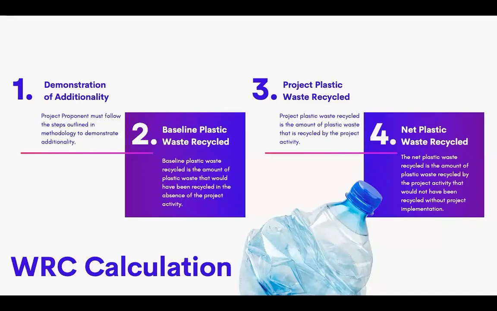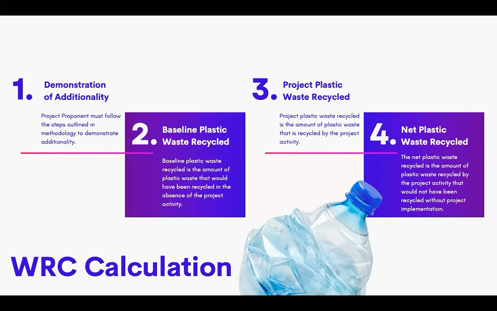When we talk about how we calculate these credits, there are 4 major steps that we're going to be taking. The first one is to demonstrate additionality. The project proponent must follow the steps outlined in the methodology to demonstrate additionality. In this policy, you'll see when we go through the Excel that we have certain questions that are set up and the user will interact with them in the policy. There they can answer yes or no to certain questions and will determine if this project is additional or not.